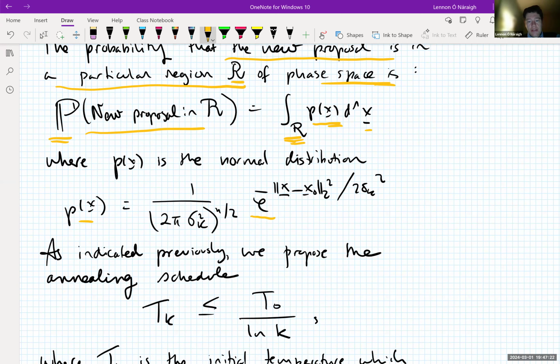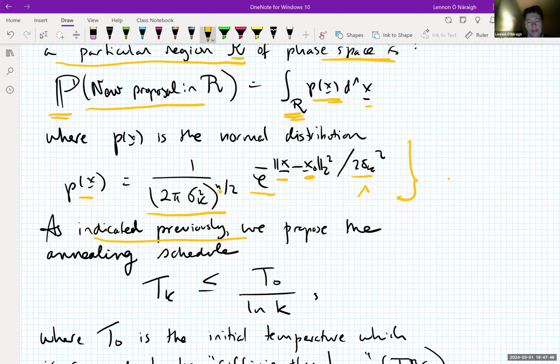So it's the Gaussian e to the minus the norm of x minus x0 squared over 2 sigma k squared, and this normalization factor here, and this is an n. So this is a standard normal distribution centered at x0 with standard deviation sigma k.